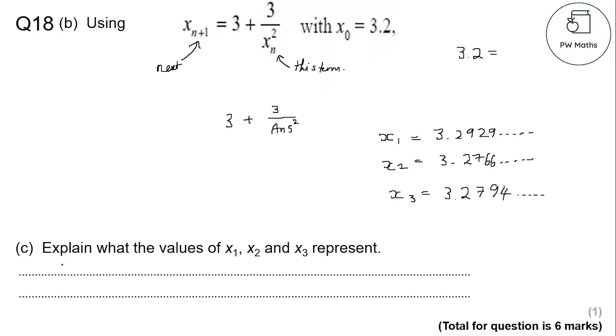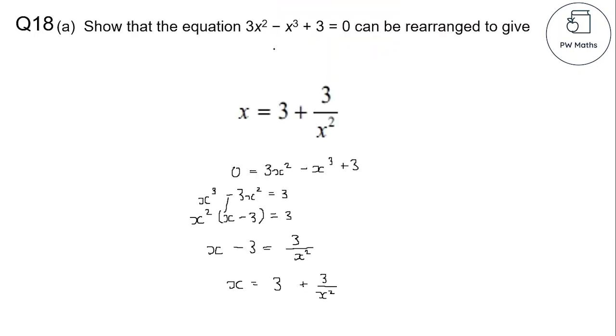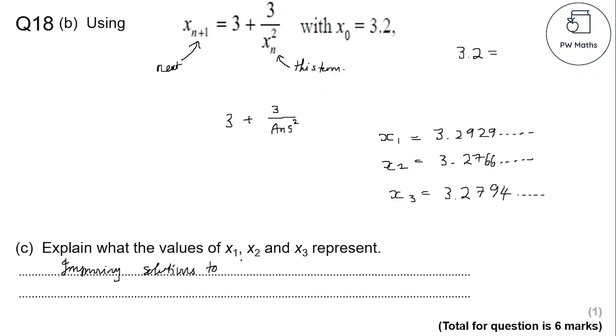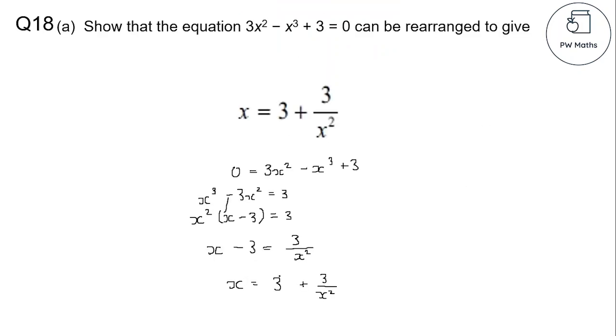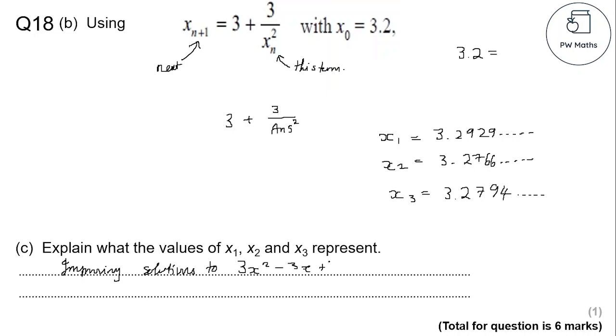Now what are they? They are improving solutions to the original question. And the original question was 3x squared minus x cubed plus 3 is 0. So we then write 3x squared minus 3x plus 3 equals 0. And if you want to get a perfect solution, you just keep pressing equals for a long time and eventually the calculator will get it right.